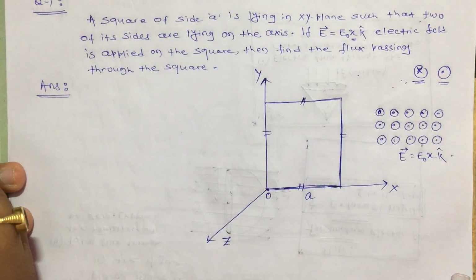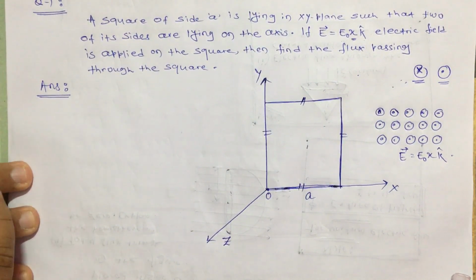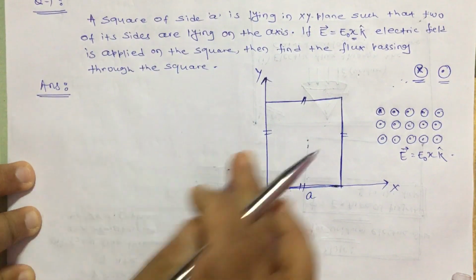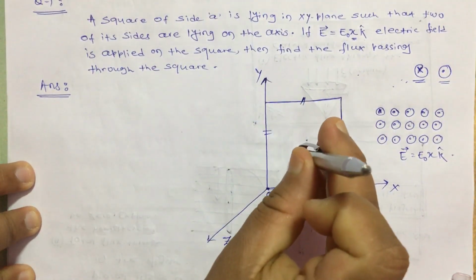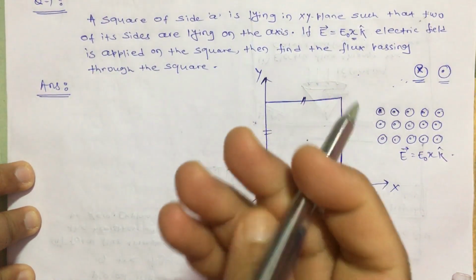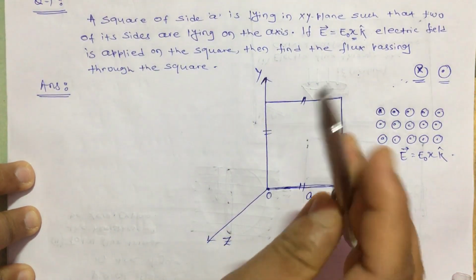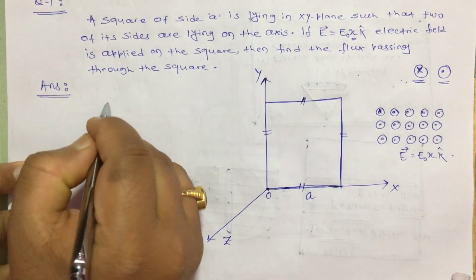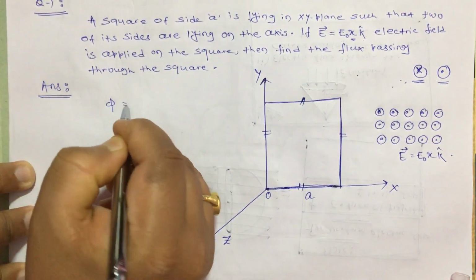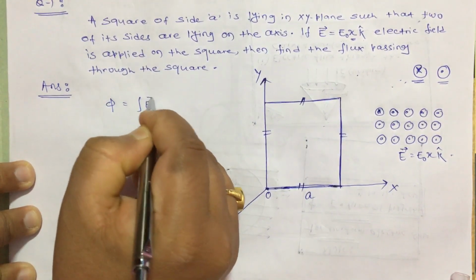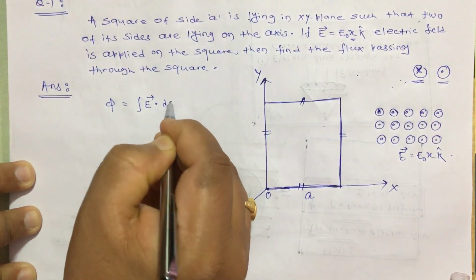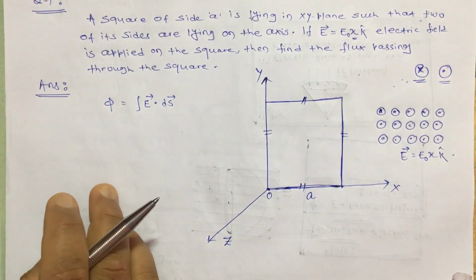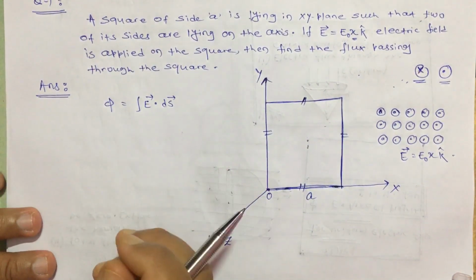What is the angle between the electric field vector and the area vector? As we know, this is an area and its direction will be perpendicular. Okay, outward or inward, any way you can take, but here I am taking the direction like this, meaning k cap. So by using the definition of flux, I can write flux will be equal to integral of E vector dot dS vector. Okay, you cannot write here E dot S because it is not a uniform field.